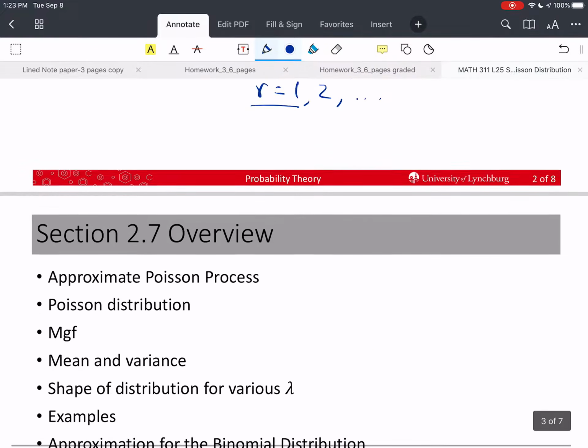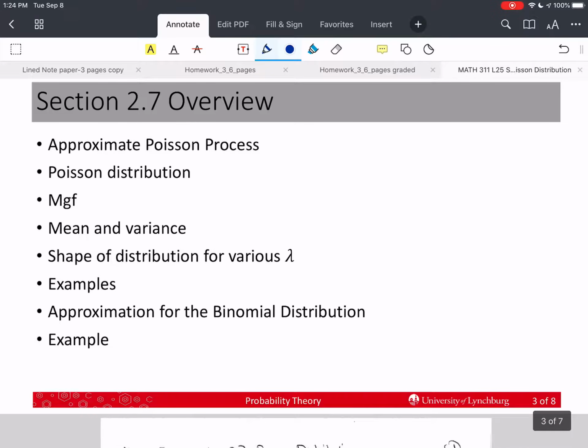All right, so let's talk about this section, 2.7, the approximate Poisson process. We're going to define that, which will lead us to the Poisson distribution. Its moment generating function will be derived. Then we'll derive its mean and variance and discuss some shapes based on various lambda, which are the parameters for this distribution. Next time we'll do some examples of the Poisson distribution, and we will talk about the approximation for the binomial using the Poisson and an example of that.